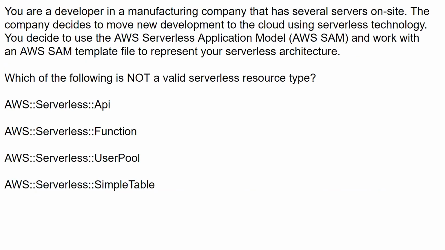All right, one more. You are a developer in a manufacturing company that has several servers on site. The company decides to move new development to the cloud using serverless technology. You decide to use the AWS SAM and work with an AWS SAM template file to represent your serverless architecture. Which of the following is not a valid serverless resource type? Okay, API, function, user pool, simple table.